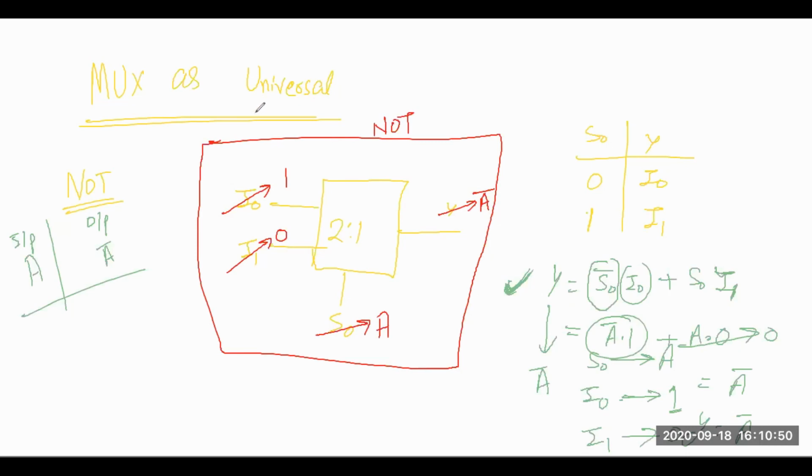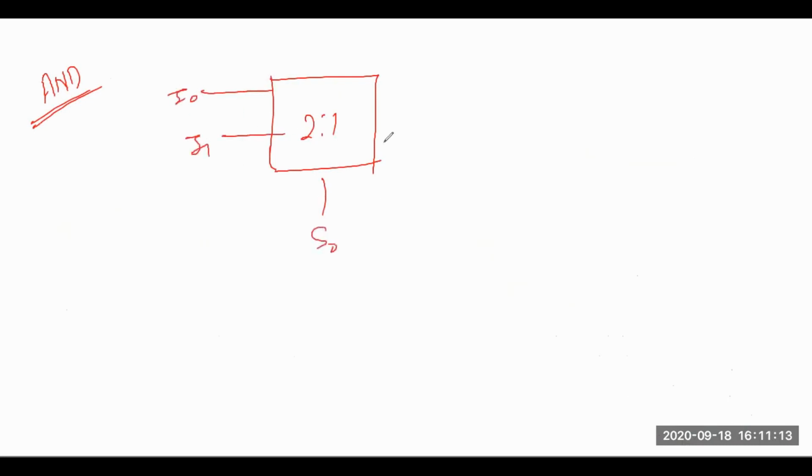Let's come to one more gate, which is the AND gate. Now if I want to realize this AND gate with the same 2 is to 1 multiplexer, I'm taking a 2 is to 1 multiplexer again. It has one select line S0, two inputs I0 and I1, and one output Y. Now I need to check whether I can perform y equal to A dot B with this 2 is to 1 multiplexer or not.